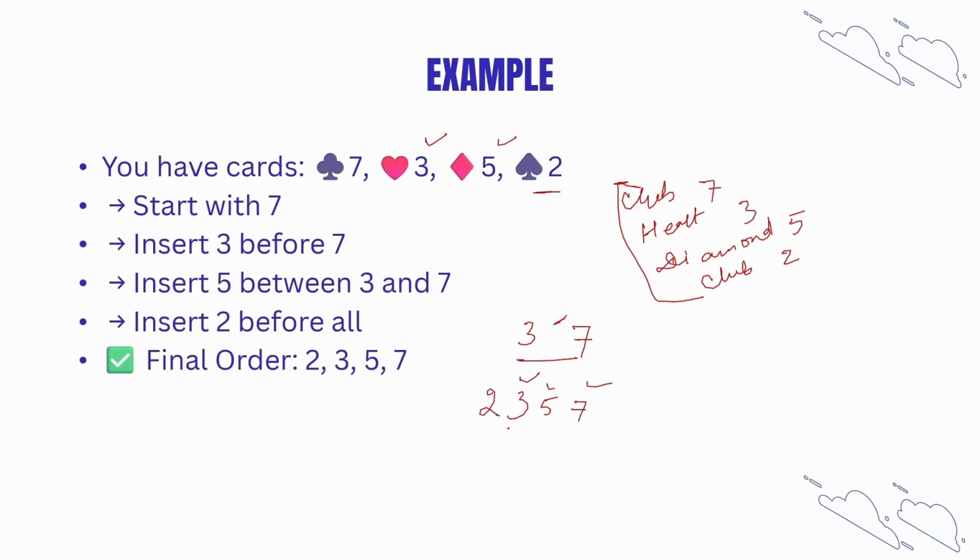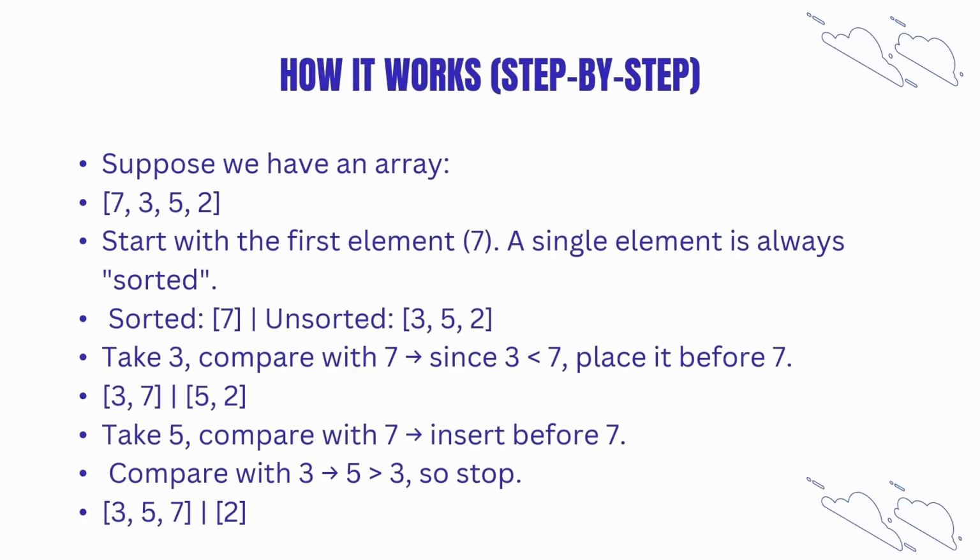So this is our sorted list 2, 3, 5, 7, and this is the final order. 2, 3, 5, 7 is the final order, and this is how we sort cards. Okay, this is how insertion sort works. So we'll see how insertion sort works.